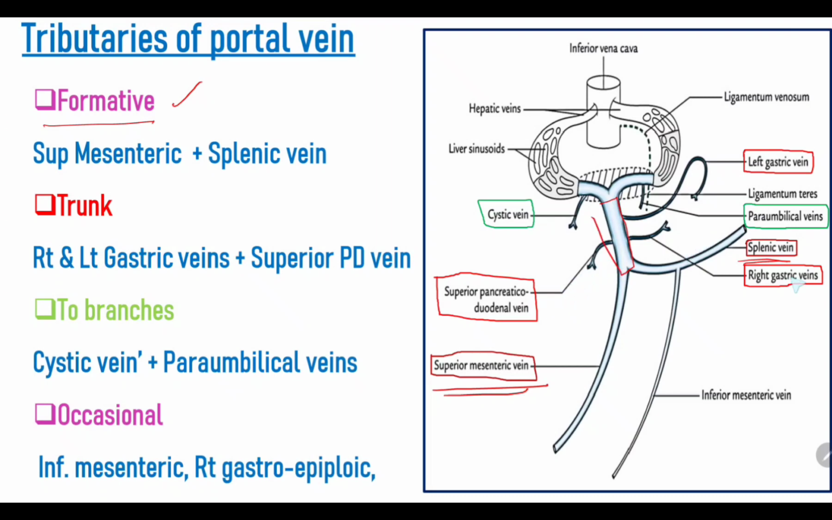We have the gastric veins, right and left gastric vein, and the superior pancreatico-duodenal veins, which open into the trunk and to the branches. We have the right branch and the left branch. To the right branch there is a cystic vein, and the para-umbilical vein opens into the left branch. And sometimes, as occasional branches, the inferior mesenteric vein and right gastroepiploic vein also open into the portal vein. These are the tributaries of portal vein.